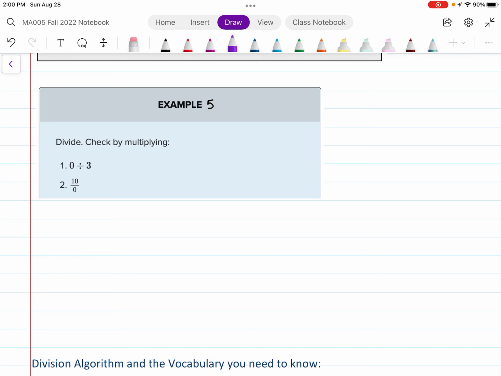All right, so 0 divided by 3, or divided by anything, is 0. 10 divided by 0, anything divided by 0 is undefined. Okay, undefined. So that when you go to do the Lumen homework, you will write does not exist, D-N-E, in Lumen.